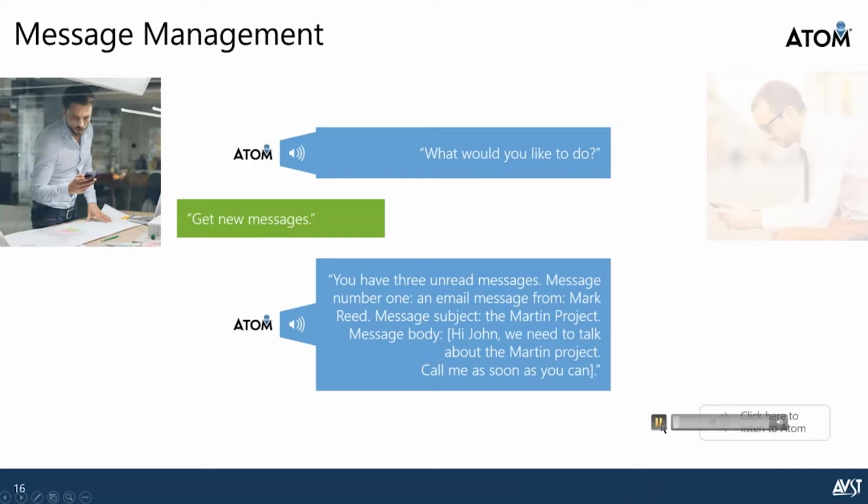What would you like to do? Get new messages. One moment, please. You have 3 unread messages. Message number 1, an email message from Mark Reed. Message subject, the Martin Project. Message body, hi John, we need to talk about the Martin Project. Call me as soon as you can.